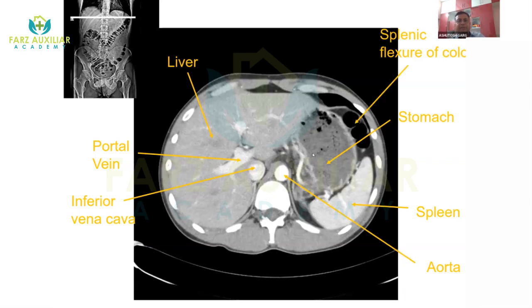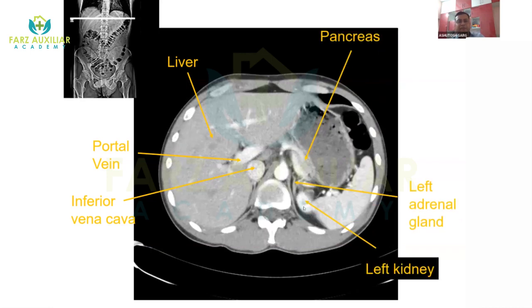Then now colon. This air inside the colon, splenic flexure of the colon on the left side, and liver on the right side. The portal vein, inferior vena cava, aorta, spleen, vertebral body, right crus of the diaphragm, left crus of the diaphragm. Then a small left kidney is now appearing.